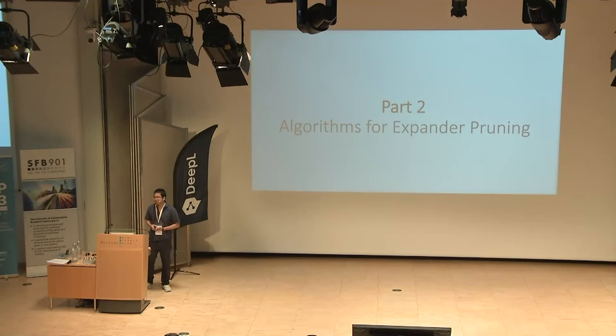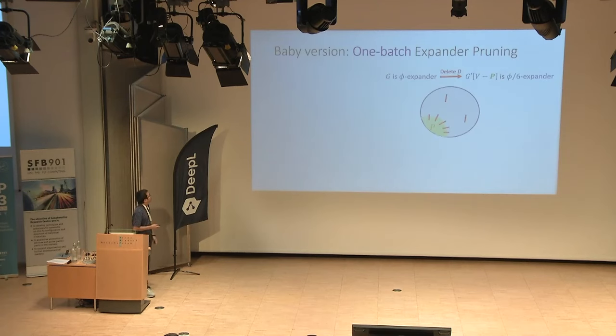And let me try to tell you a bit how to implement this algorithm. We will just look at the baby version of expander pruning, a one-batch version. In this problem, you are given an expander, and then there will be a set of edges D, the set to be deleted. And let's say that G' is just G minus D.